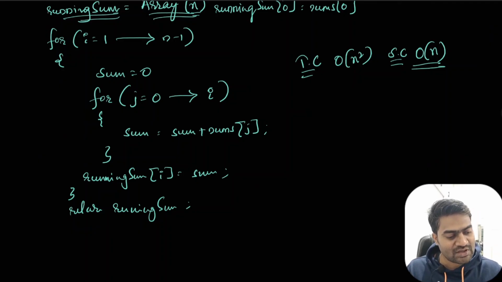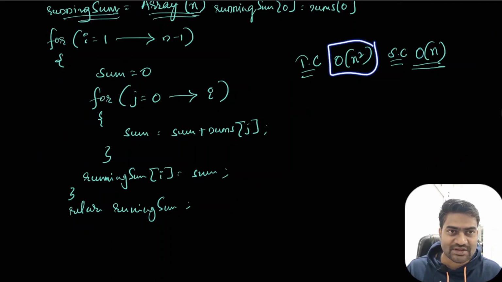Now, this is not a good solution. We want to improve it. So how to improve? Why? Because this takes O of n square, which is costly. So we want to improve this.